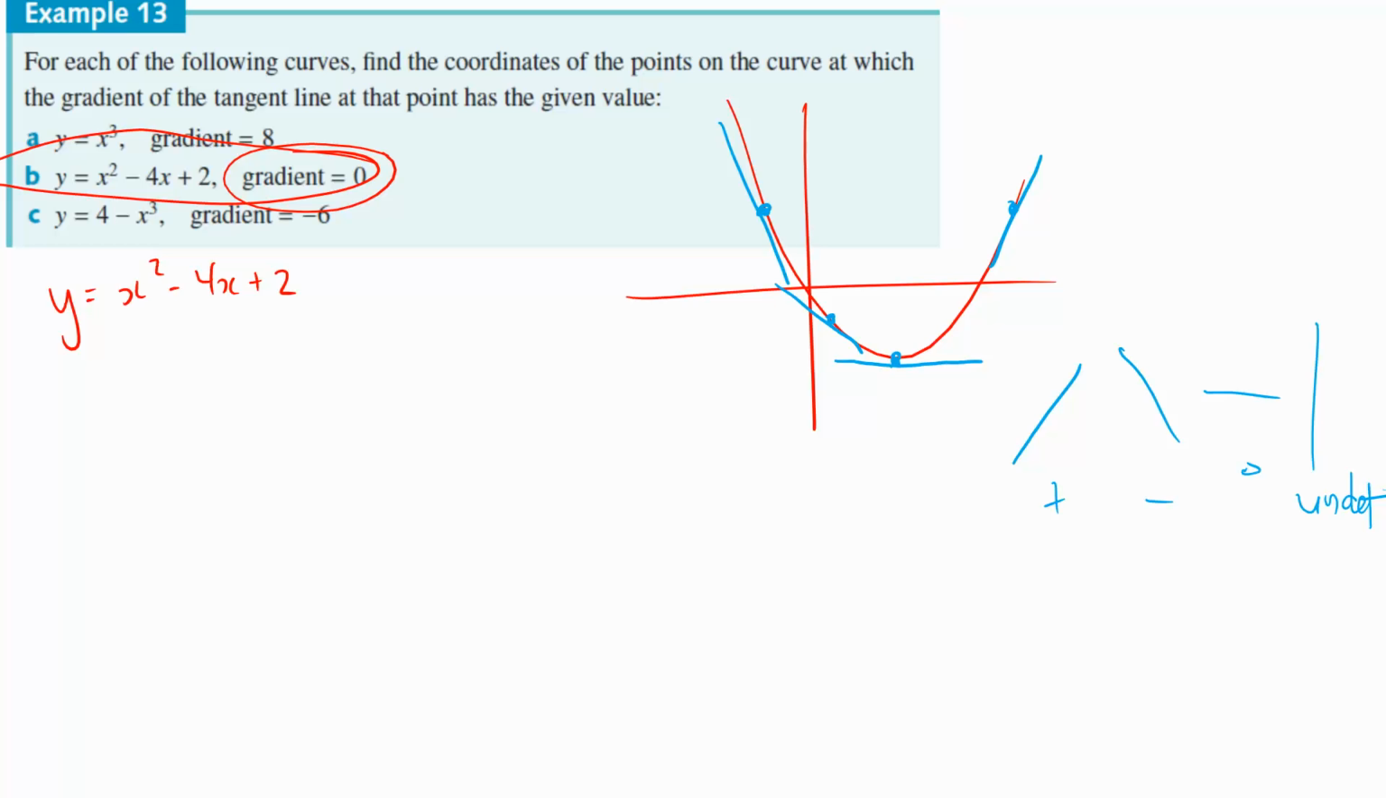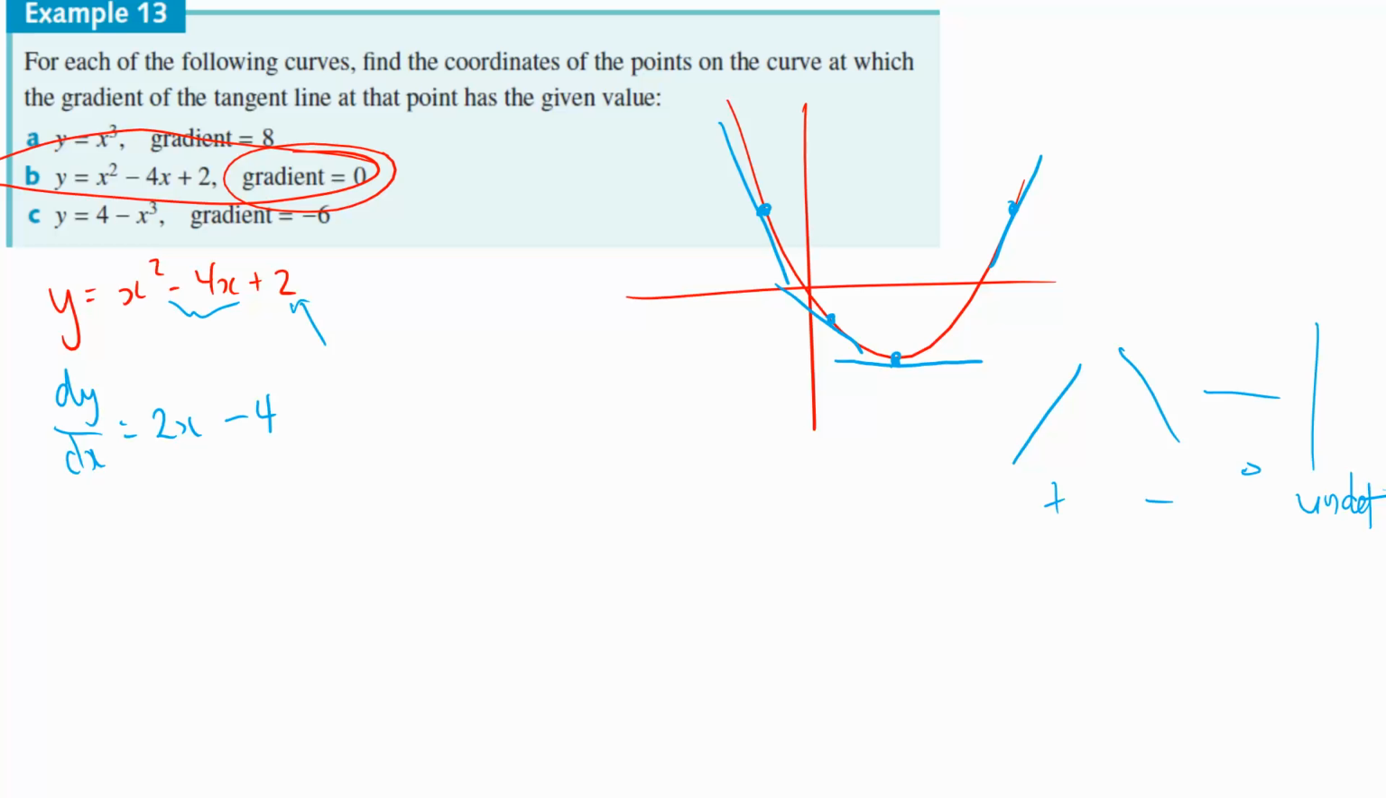And how do you find the gradient again? Here's my equation. Derivative. Times a times x to the power of n minus 1. Very good. So dy dx. Now find the derivative of x squared, which is 2x. Derivative of negative 4x is negative 4 x to the power 0, because 1 minus 1 is 0. So then it becomes negative 4. Okay? And then derivative of 2? 0. Okay? And that's my answer there.